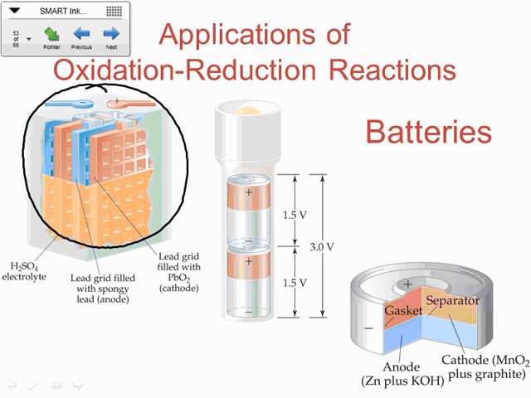You basically connect, I think it's 6 of these in series, and you end up with 12 volts, because I think you get about 2 volts from each of them, each of the cells, if I remember right. So you connect 6 of them in series.